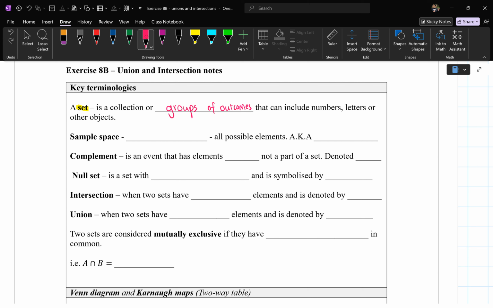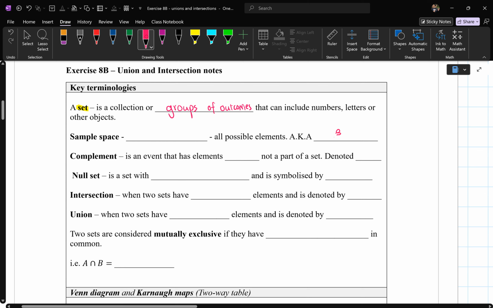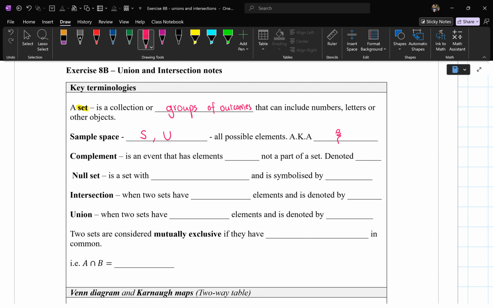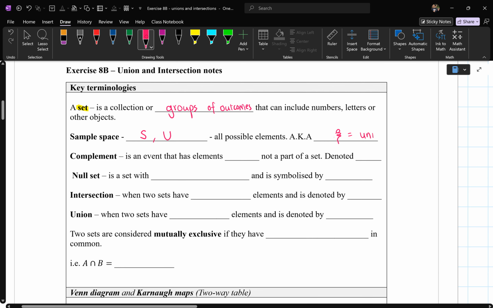A sample space is essentially all the possible elements that you can have. Now, sample space can also be written with the epsilon symbol. Sometimes you can use the capital S. You can also use a capital U for universal set as well. That's what it's also known as. So either way, for all these symbols, I'm going to just write here universal set. So it's not only just a set, but it's universal, meaning it's got everything in it.